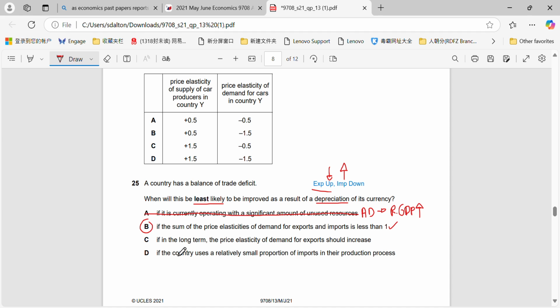In the long term, price elasticity of demand for exports should increase. No, because that will help us again if we said PED for exports is high. And if a country uses a relatively small proportion of imports in their production process, that will help us as well, because the higher prices for the imports will be less affected if we have only a small proportion of imports that we have to import for raw materials.